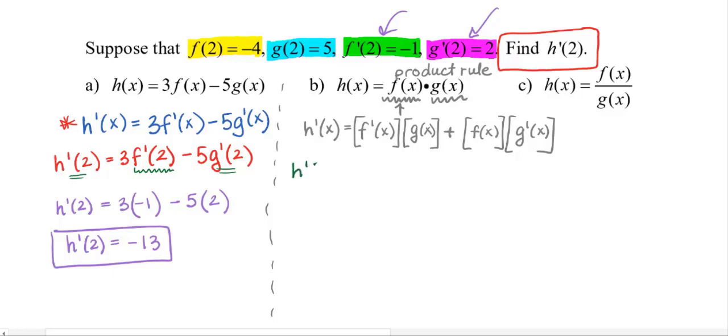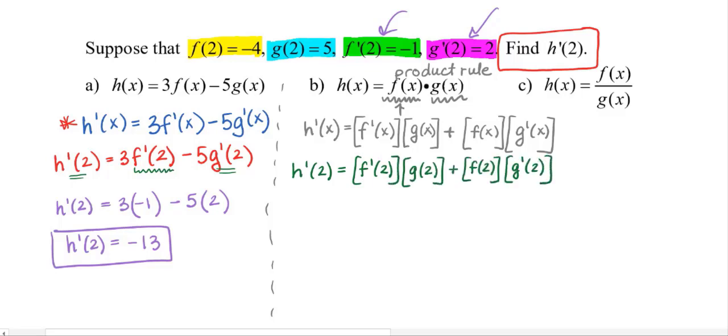So now I'll substitute in a 2 everywhere I see an x. Again, I promise that step will be worth it. And then I'll evaluate based on the given values that I have up above. So f prime of 2 is the green value of -1. And I'm multiplying that by g of 2. Make sure you're looking at g of 2 and not g prime of 2. So that is 5. Plus f of 2, which is the yellow highlight there, so -4 times g prime of 2, which was 2.